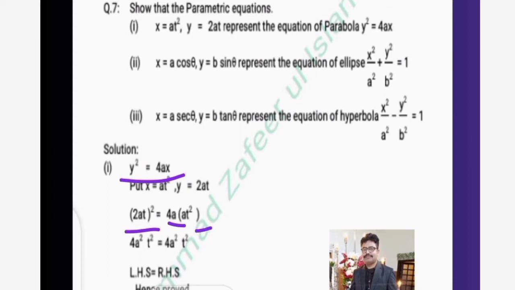Now we have to simplify it. As it is 2at whole square, the square of 2 is 4, the square of a is a square and the square of t is t square. If you multiply 4a with at square, the answer will be 4a square t square. Left hand side is equal to right hand side, so these equations represent a parabola. If left hand side is not equal to right hand side, then these equations will not represent a parabola, hyperbola, ellipse, or whichever type is being asked about.